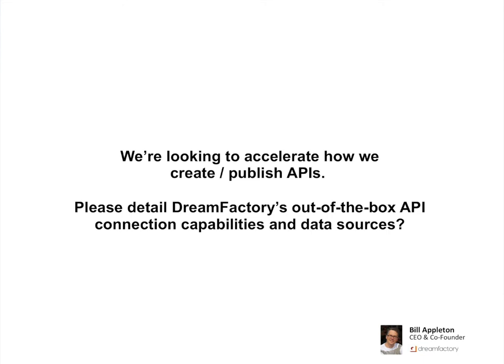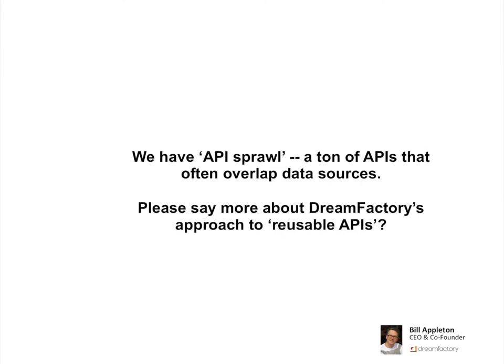Another use case here, Bill, and I think you may have addressed it, but it just sounds so common that I want to share it. Here is a question. It notes, because we have API sprawl where we've got a ton of APIs, but many of them overlap with data sources. So I was intrigued by the speaker's comment about a reusable API. Can you please detail how that works? And do you have an API repository or a directory?